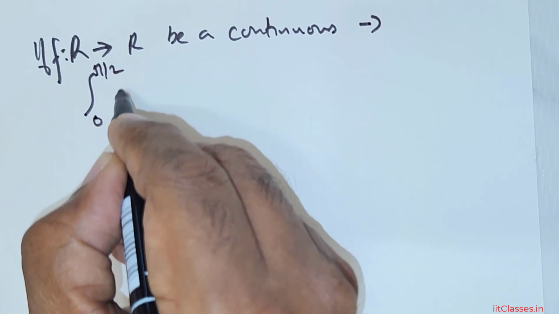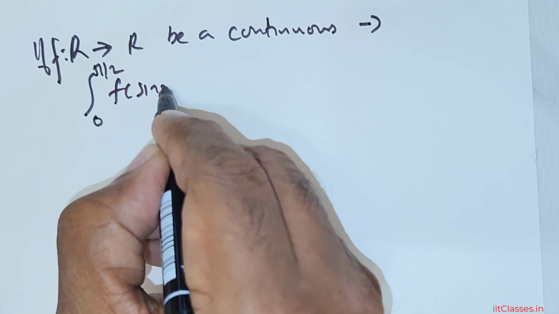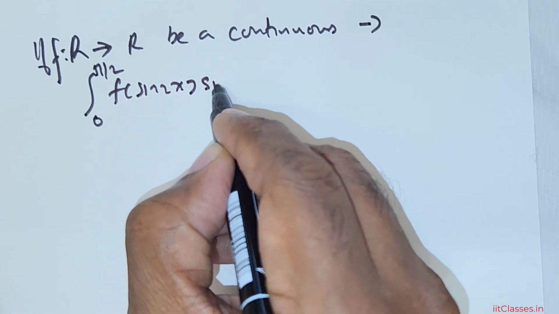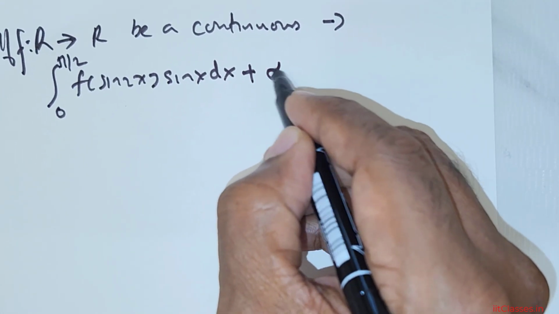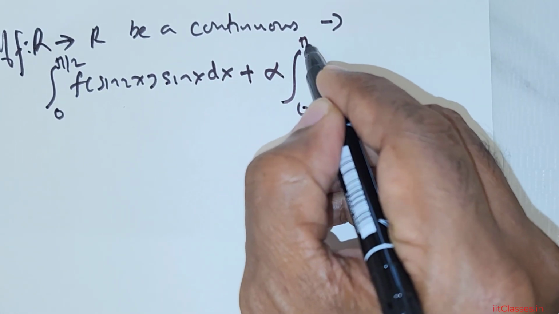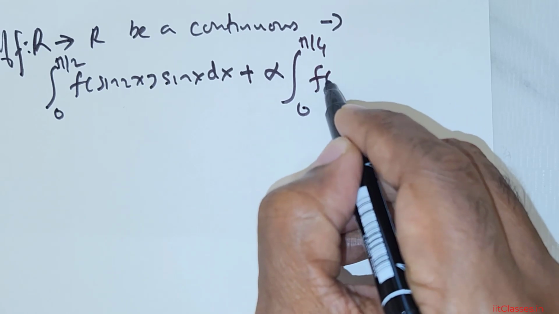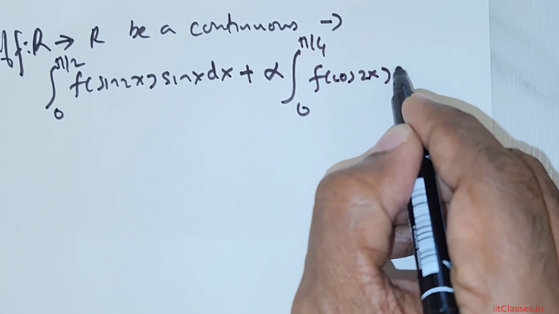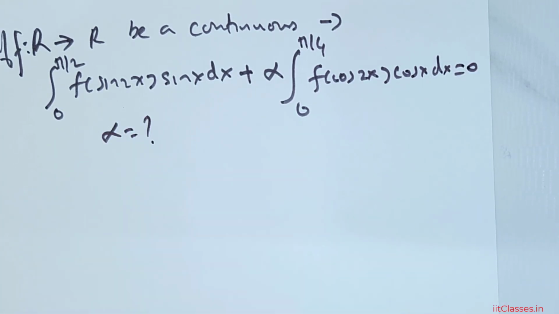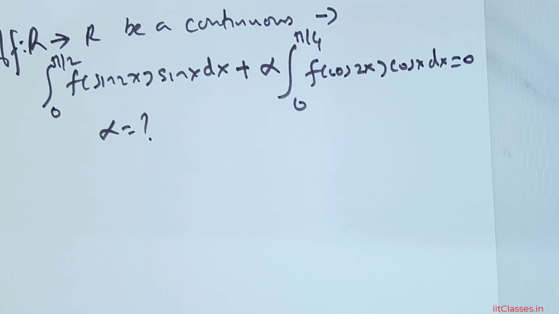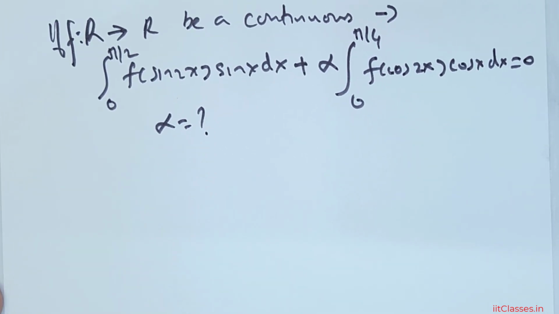integral 0 to pi over 2 of f of sine 2x times sine x dx plus alpha times integral 0 to pi over 4 of f of cos 2x times cos x dx is equal to 0, then we are asked to find the value of alpha.